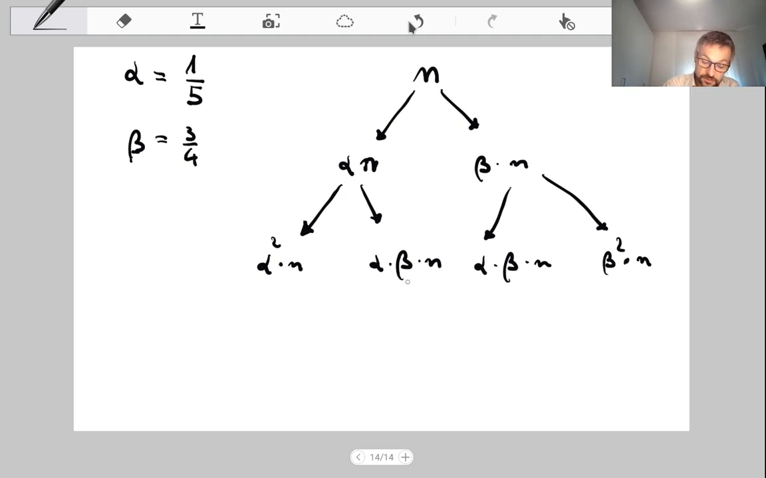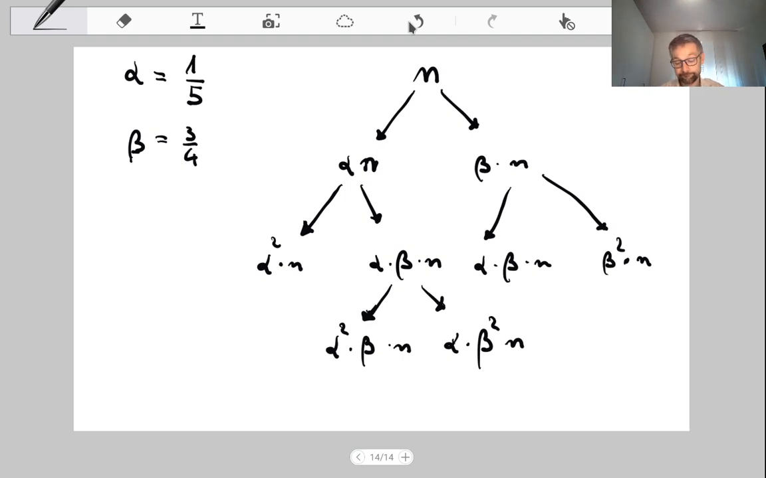Now let me move down exclusively from this node. On the left side we will see alpha square multiplied by beta multiplied by n, and on the right side here we will see alpha multiplied by beta square multiplied by n. What about this call? On the left side, we have to multiply by alpha all this stuff, which is alpha multiplied by beta square multiplied by n, while on the right side we will have beta cube multiplied by n.